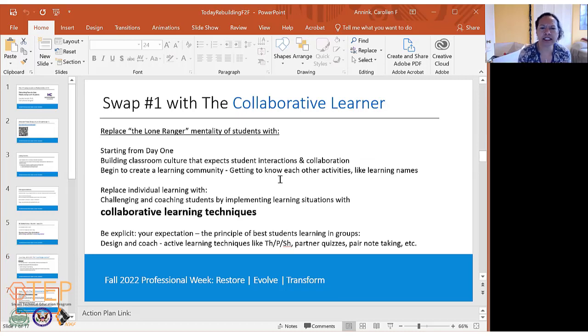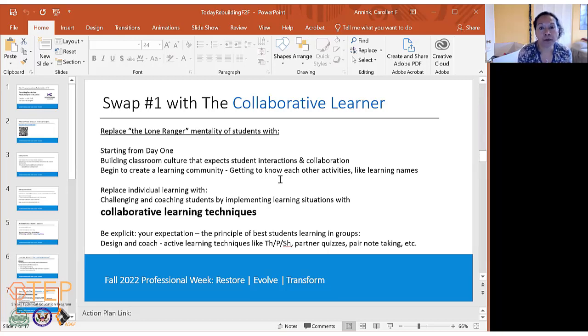So here in this slide, you see, we want to swap the Lone Ranger learner for collaborative learning. Study after study shows that students learn in groups. They learn from each other, with each other, with the teacher.